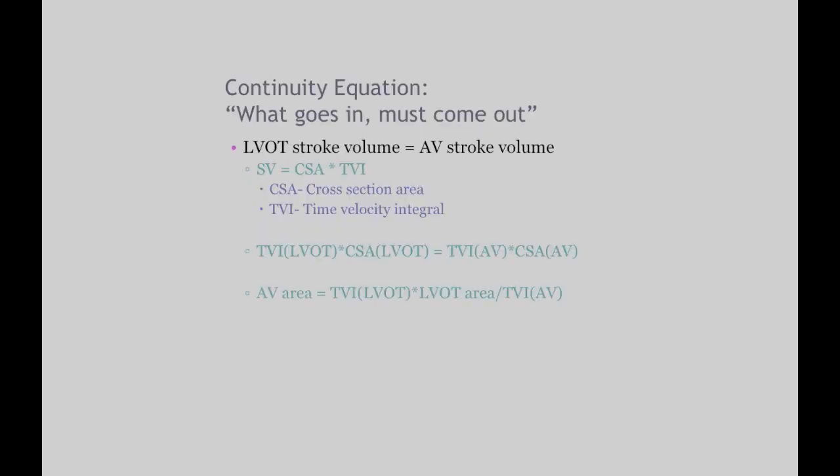The basic premise of the continuity equation is that what goes in must come out. So if something passes through the left ventricular outflow tract in terms of a volume of blood, it also has to go through the aortic valve. So a stroke volume is a cross-sectional area times a velocity time integral. To get a cross-sectional area, you do pi times the radius squared of that region, and then you measure the velocity time integral. Based on the continuity equation, the stroke volume through the left ventricular outflow tract has to equal the stroke volume through the aortic valve, and thus to get aortic valve area, we can divide both sides by the velocity time integral through the aortic valve.